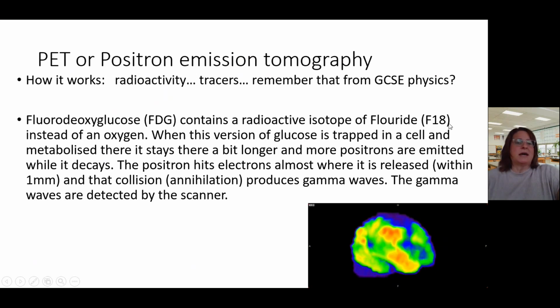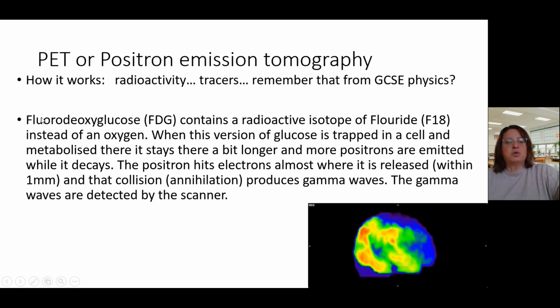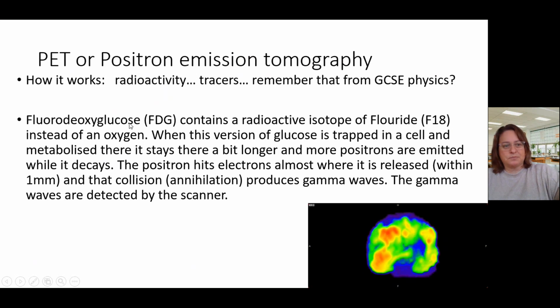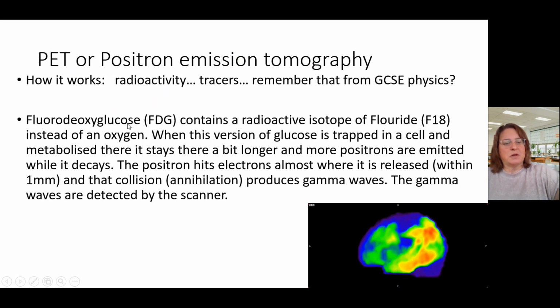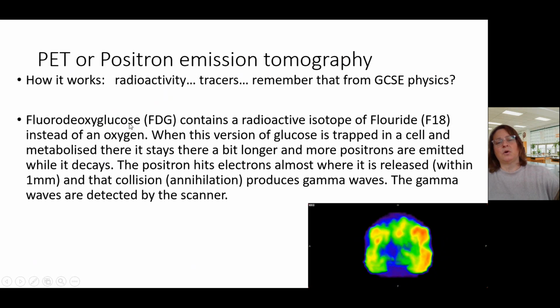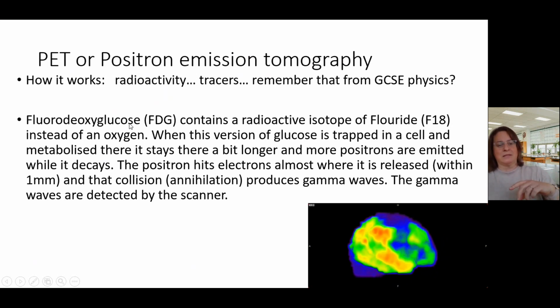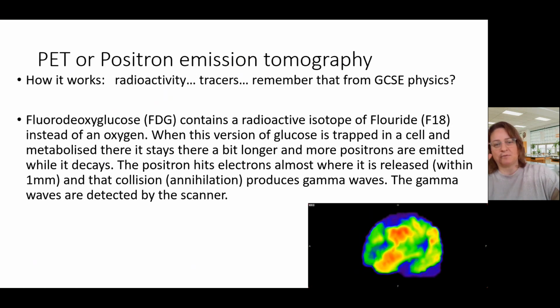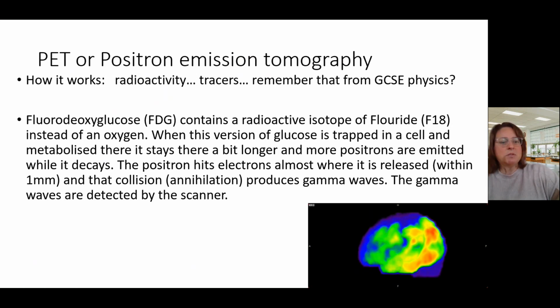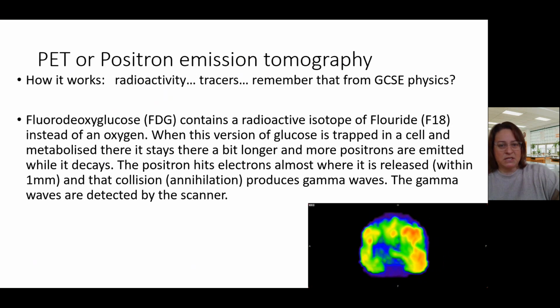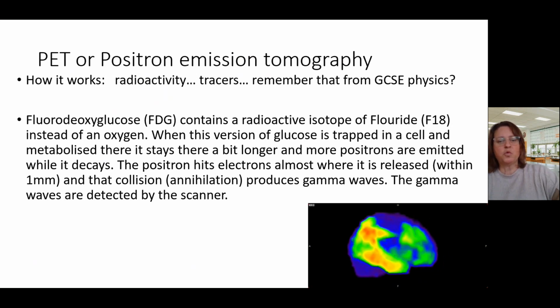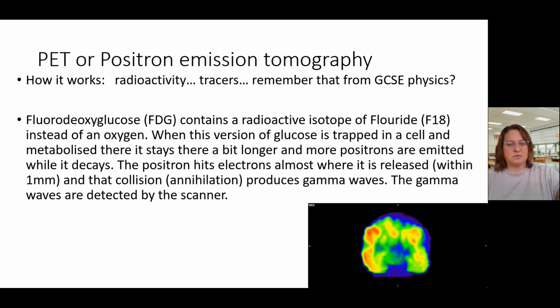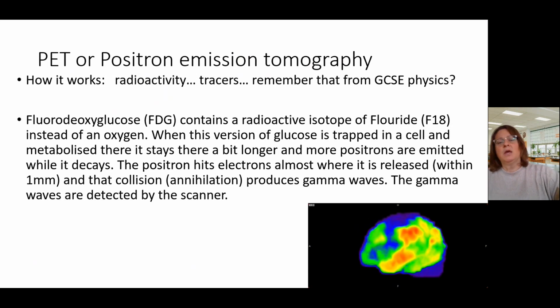So what's the actual tracer? You're using glucose, the deoxyglucose. You're using a glucose that has had an oxygen removed and a fluoride put there instead. So it's a replacement. It's a radioactive glucose. Glucose is used in areas of the brain that are active. So more glucose will be travelling to the areas of the brain that are actually active.